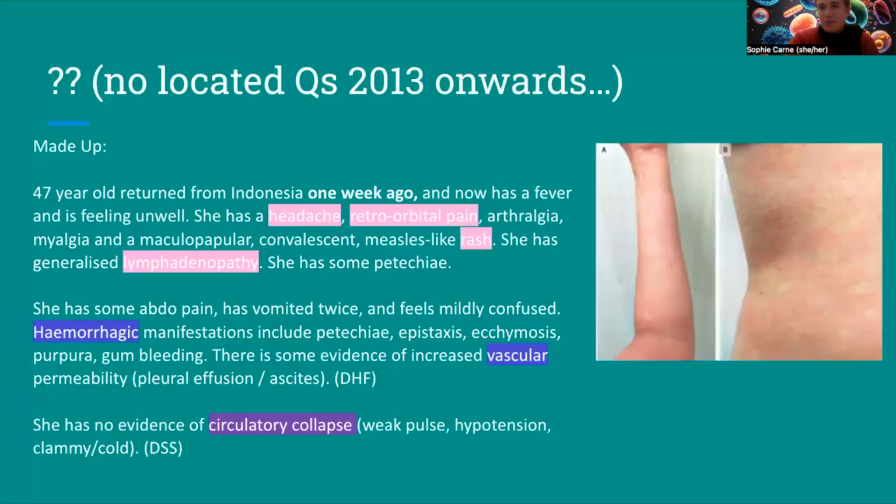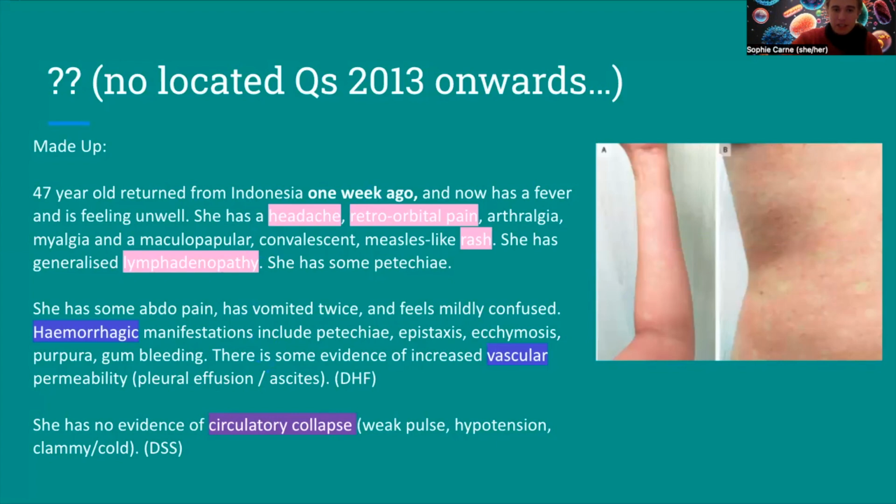Next question. Again, I couldn't find any questions on this. It's a matrix condition. I couldn't find any questions on it since 2013. So we have made up a stem. So this person has returned from Indonesia only 1 week ago, as opposed to our guy who returned 3 weeks ago in the last stem. Fever, unwell, a rash, lymphadenopathy.